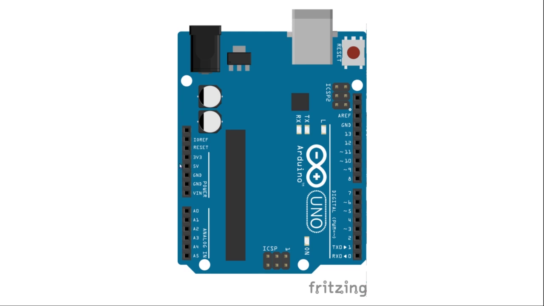Next we have got two ground pins, and finally we have got the voltage in. It is the input voltage. You can use either the power supply socket, the USB socket, or this pin for powering up your Arduino board.